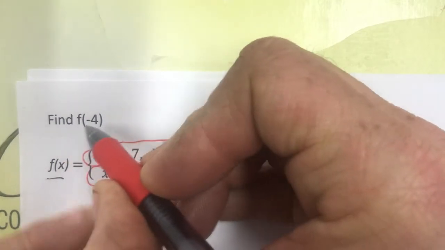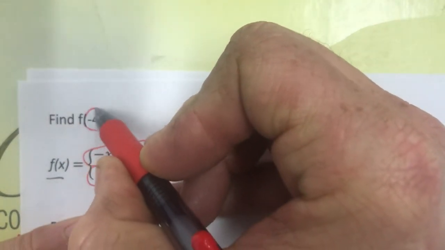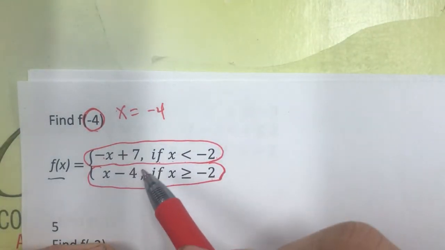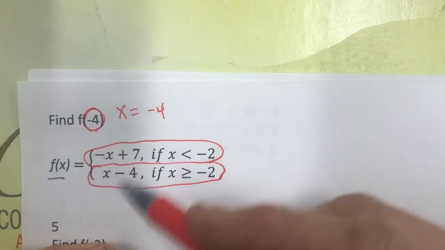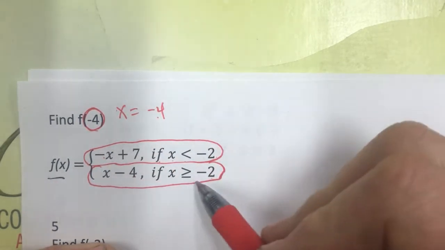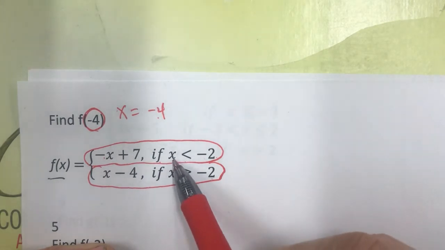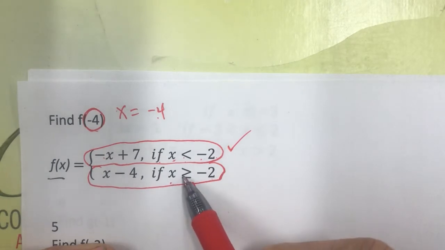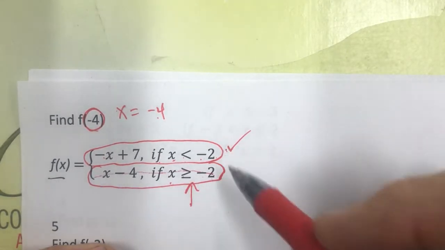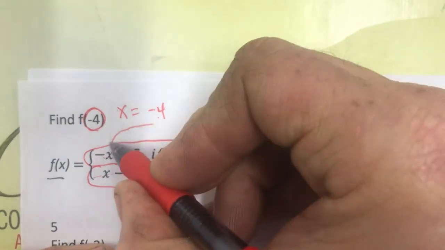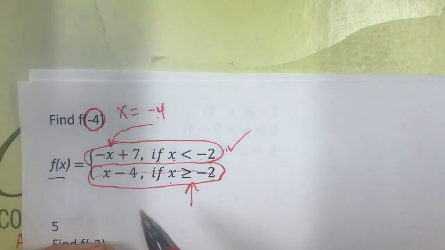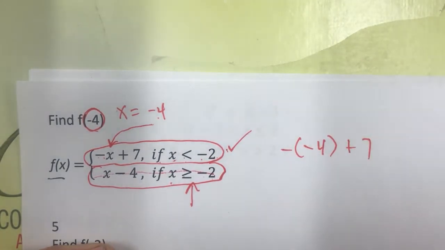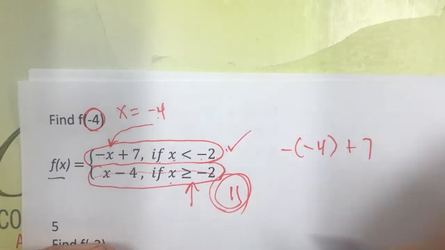So what we have is, find f of -4. So right here, we know that x is -4. What we have to do in this problem is look and see which piece we belong to. So if x is -4, I look right here. Is -4 less than -2? Well, most certainly it is. So that's the piece we're in. -4 is not greater than -2, so we're not in that piece. We're in this top piece. So I would put -4 in for x right there. So I do -4 plus 7, and that's going to give me 11. So that's my function value.